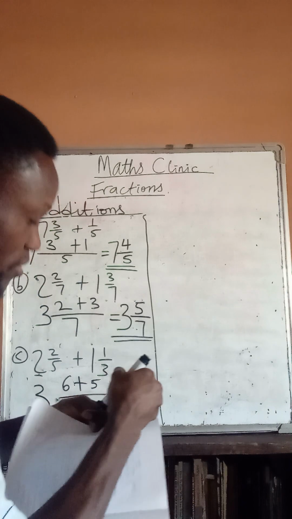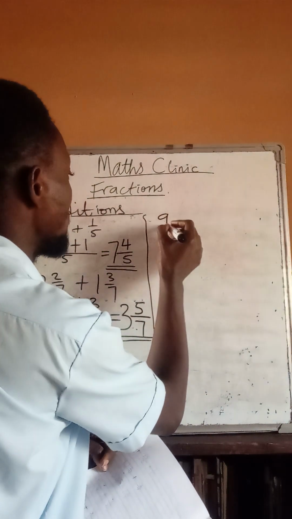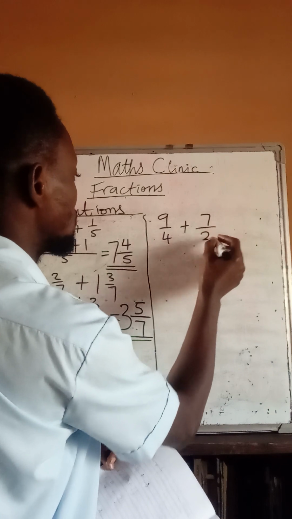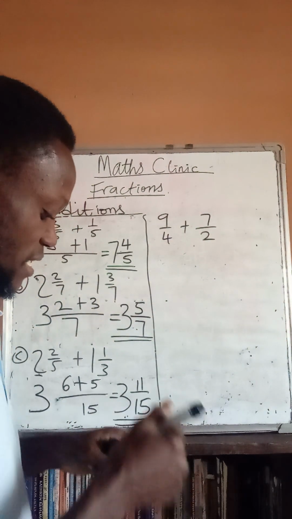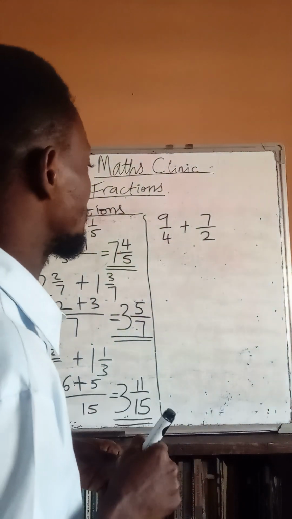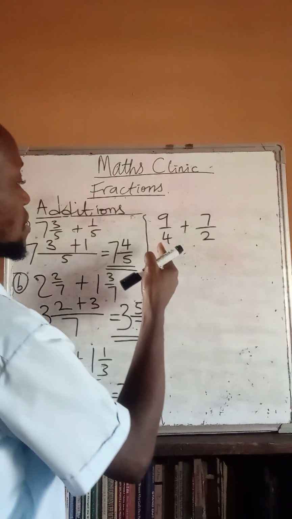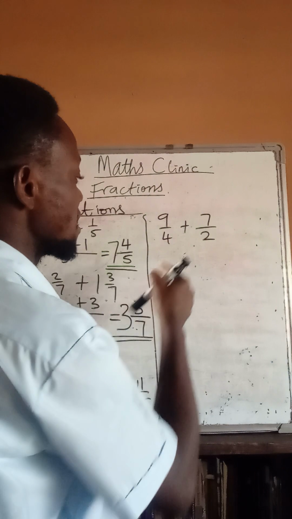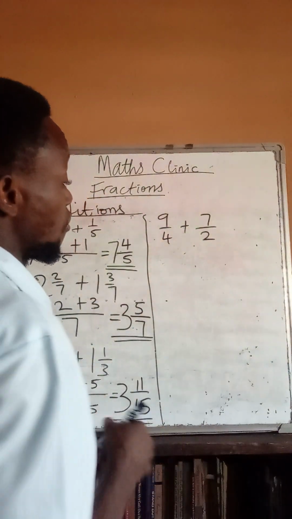So the next question is 9 over 4 plus 7 over 2. Now, what kind of fractions are these? These are improper fractions, where we have 4 and 2 as the denominators. The LCM of 4 and 2 will give us 4.